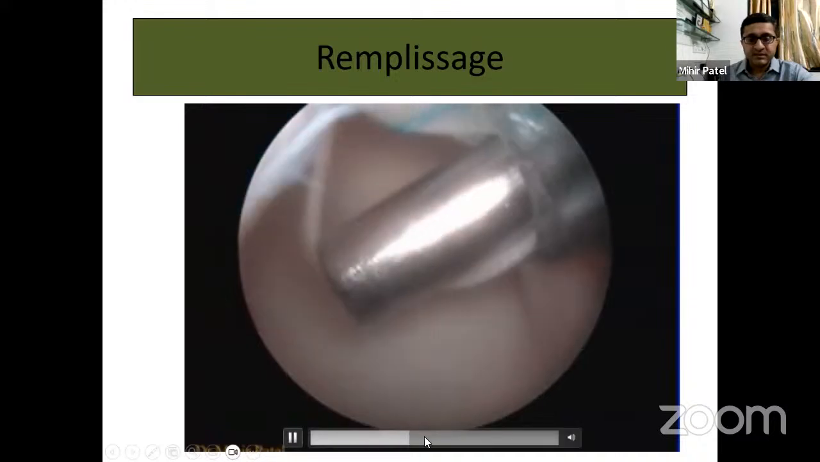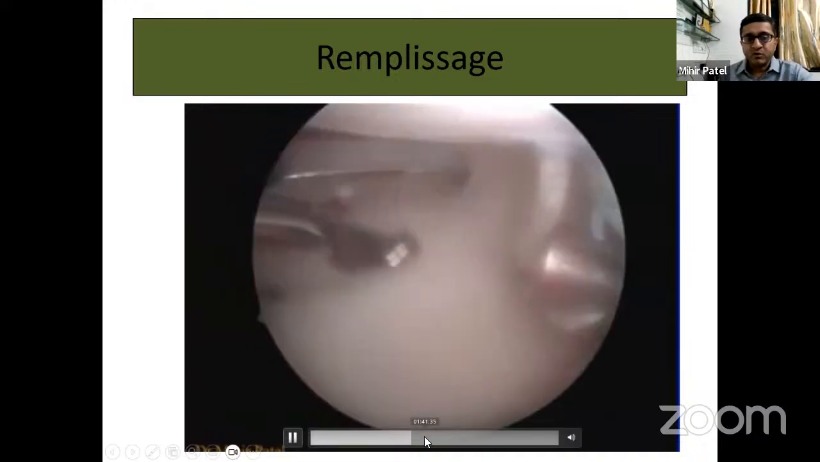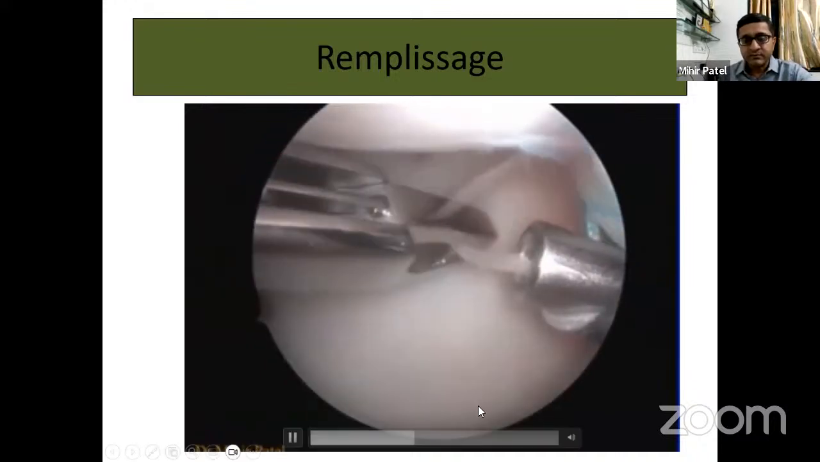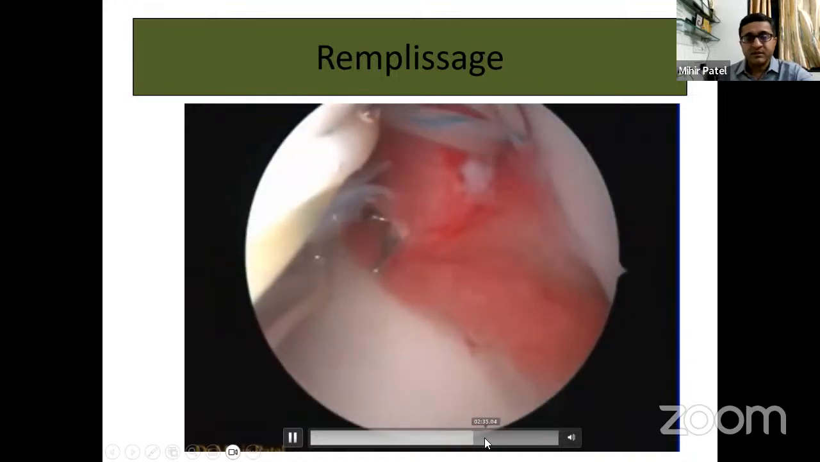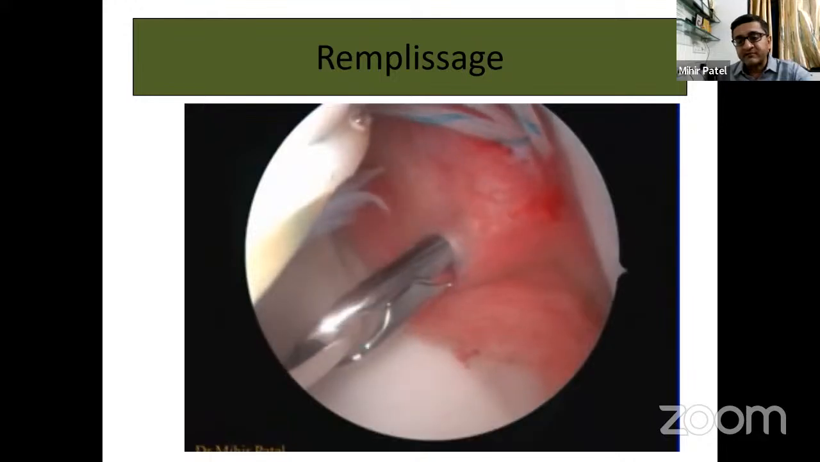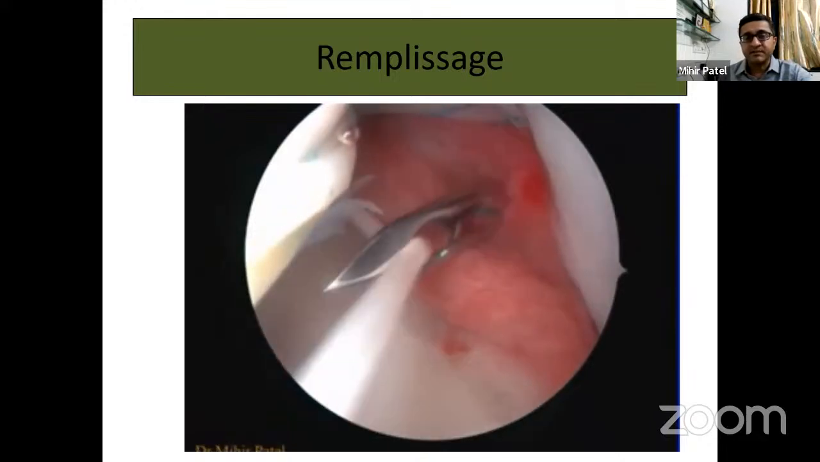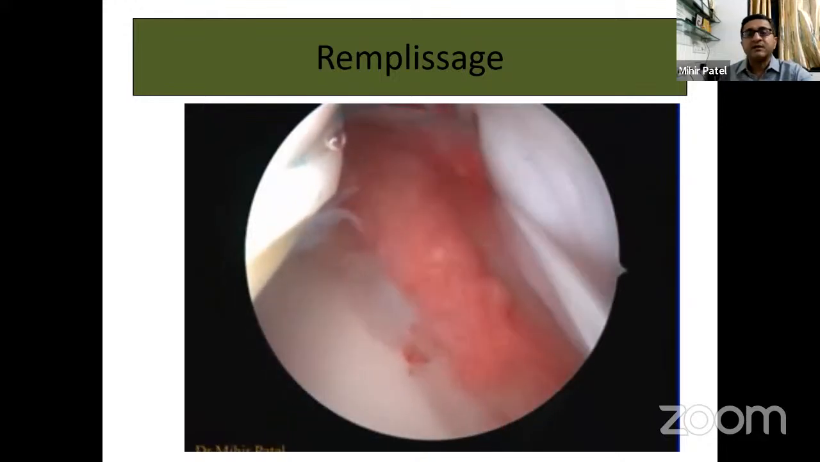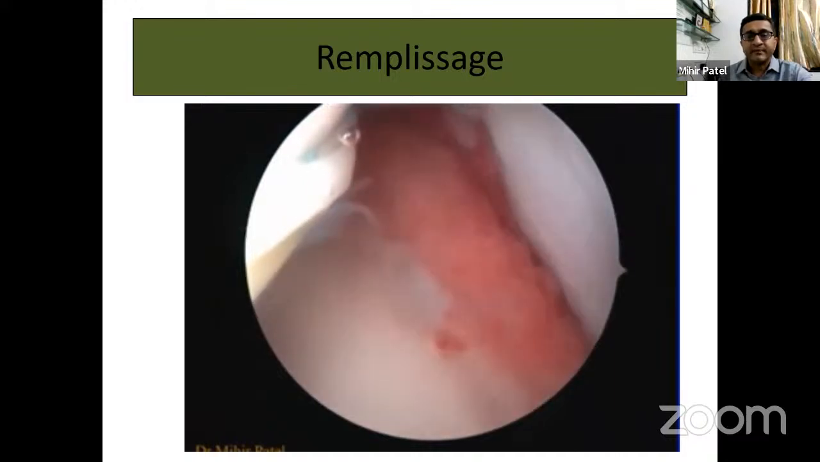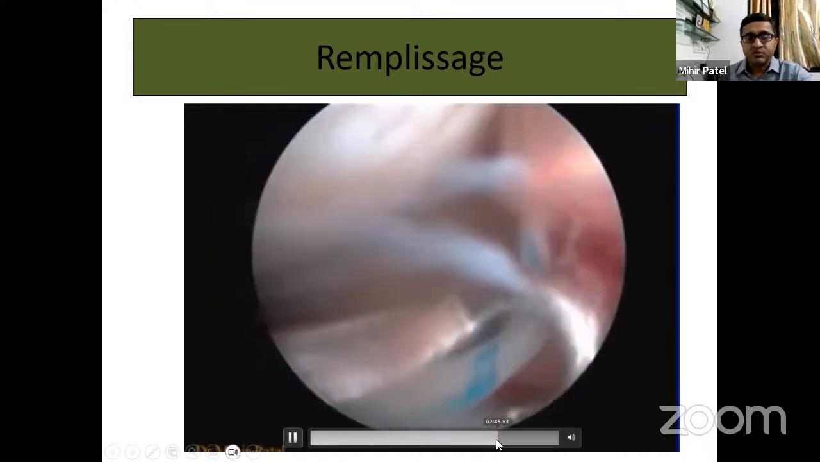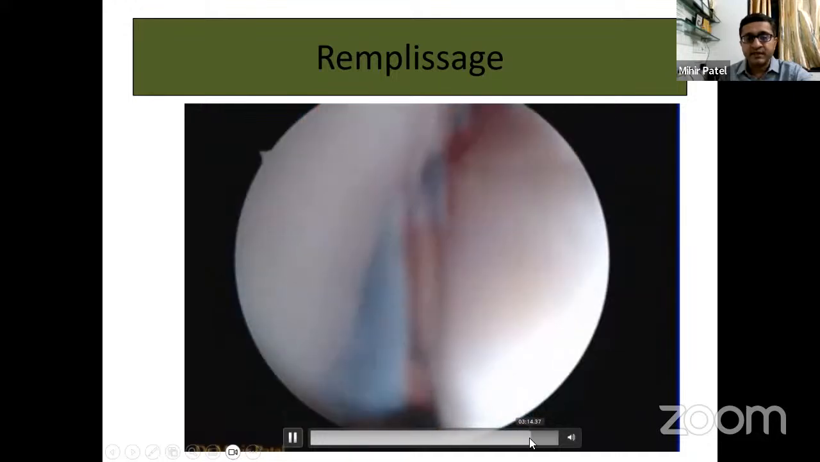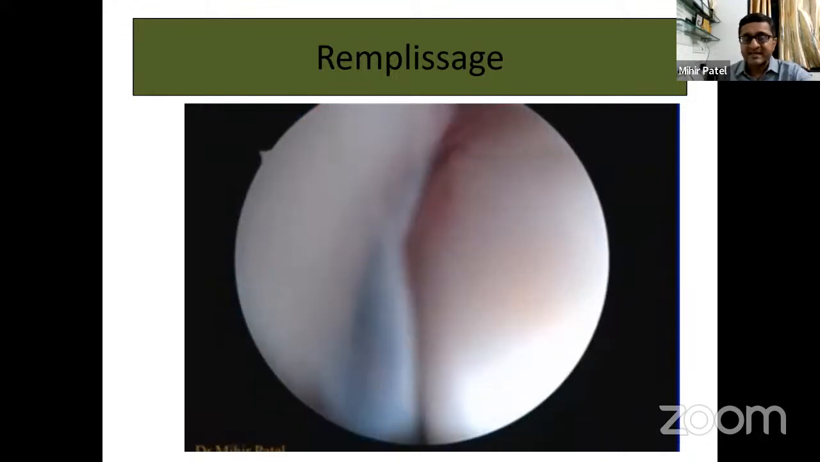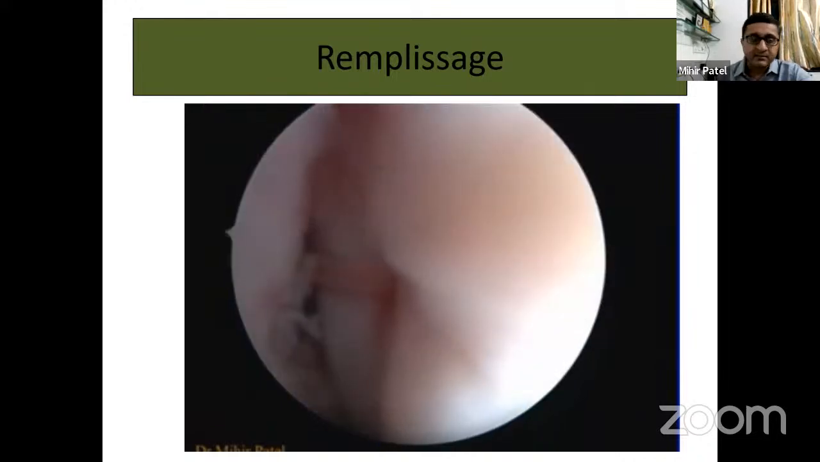Now, these sutures are retrieved through the posterior capsule. You can see this there. I'm using a direct device, which is called the bird beak, which takes multiple punctures through the posterior capsule and takes the sutures back. And then when I tighten these sutures and create the knot, the entire posterior capsule goes into the Hill-Sachs defect, thus exteriorizing the Hill-Sachs.